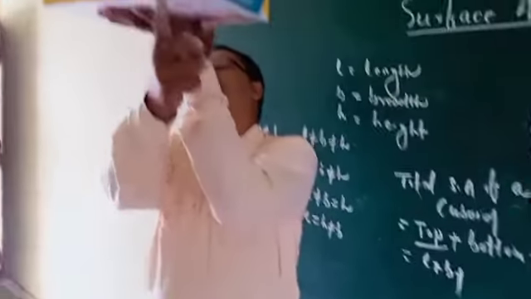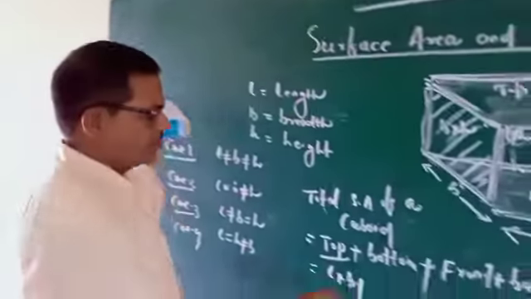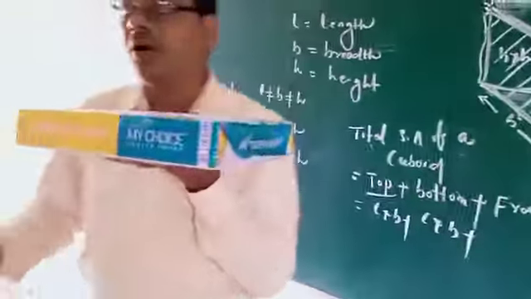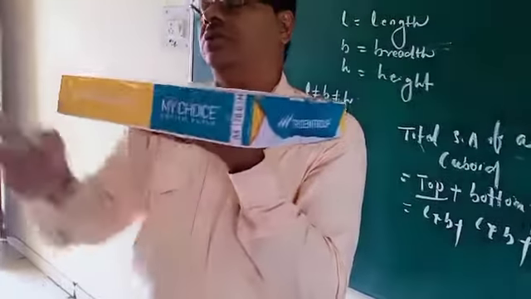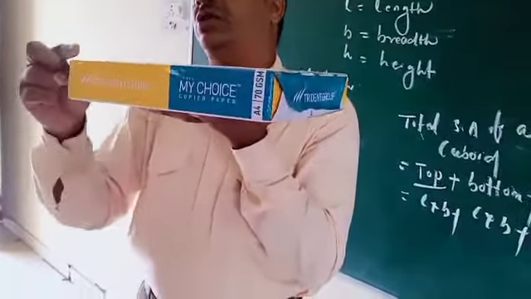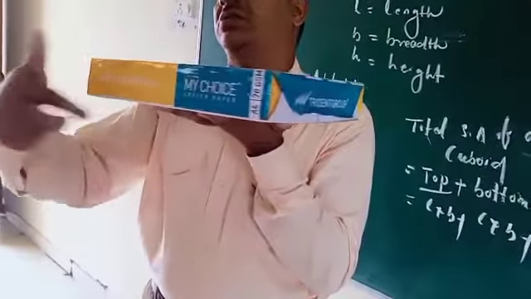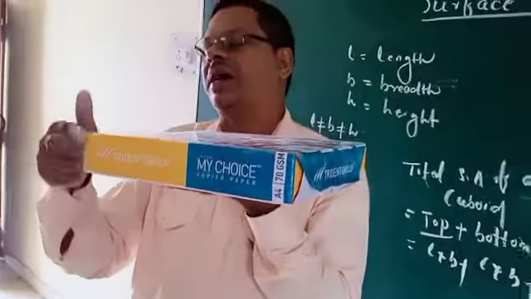Bottom is also L into B. L into B plus front is this one. This is L, this is your H. LH, length into height. Length is this, H is the height we have taken.